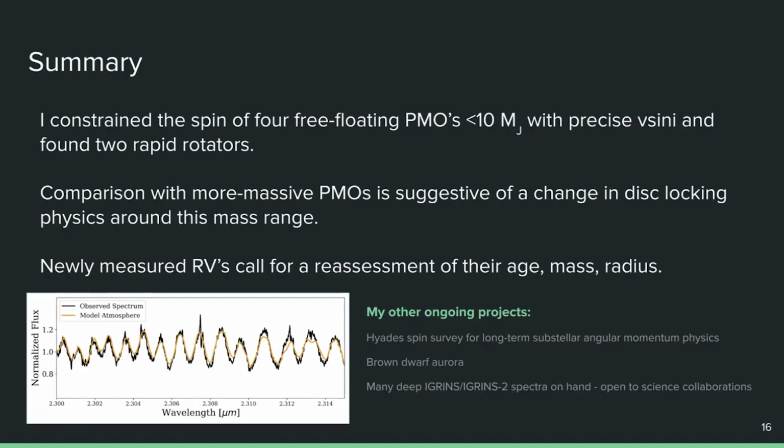I also want to just put it out there that I have a bunch of other projects going on. For example, I have a spin survey of the Hyades going on to measure long-term angular momentum evolution for substellar objects. I have a project on brown dwarf aurora going on, but the point I want to make is that I have about a dozen of these spectra ranging from L0 to L9, very high resolution, and I've got more coming. So if anybody wants to think of something to do with them, for example, if you want to validate your models, if you don't want to do atmosphere stuff, I'm happy to collaborate. Come talk to me. Okay, thank you.